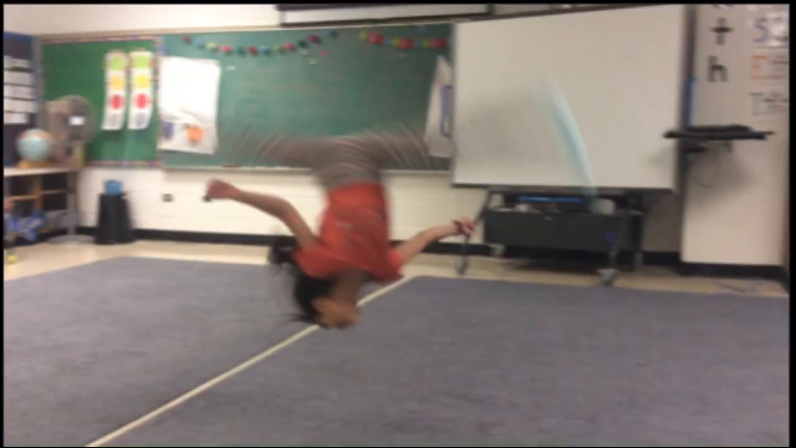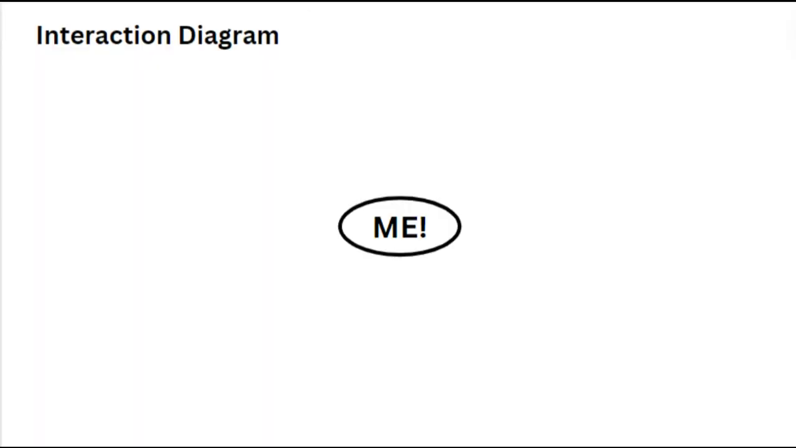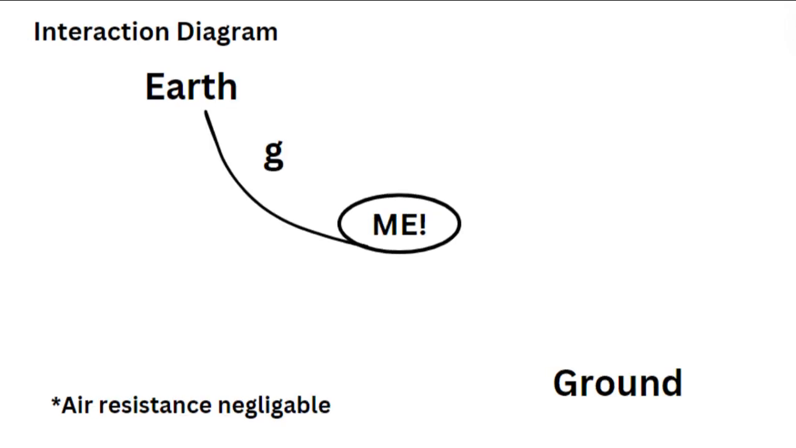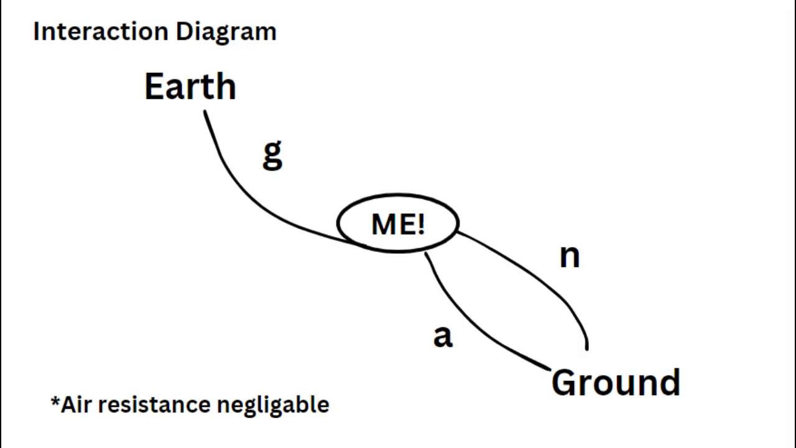In order to understand how forces let us do cool stuff like this, we need to start with an interaction diagram. The system being me as an object and the environment that affects me, the earth and the ground. The earth exerts a force of gravity G and the ground exerts a normal N and applied force A.